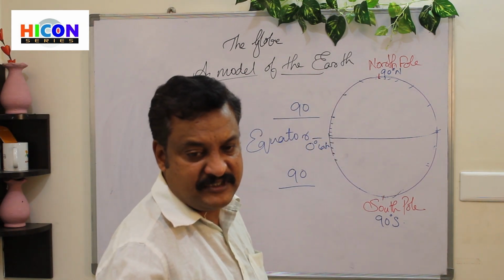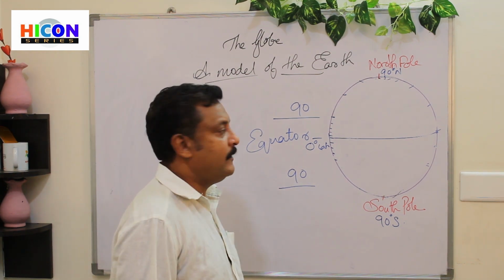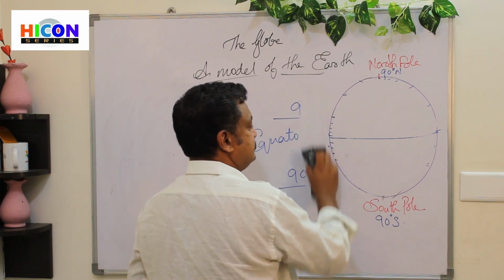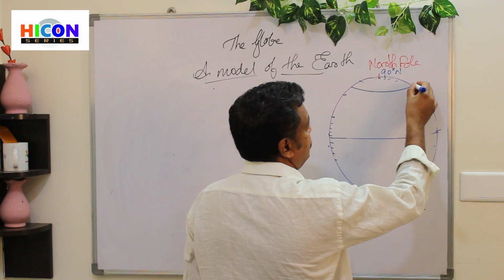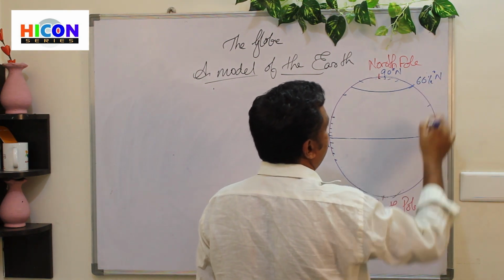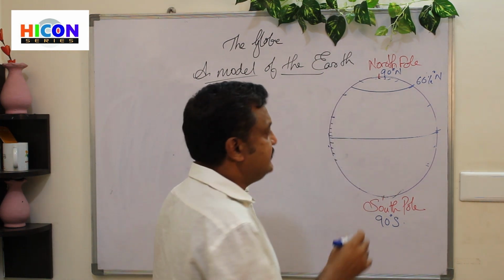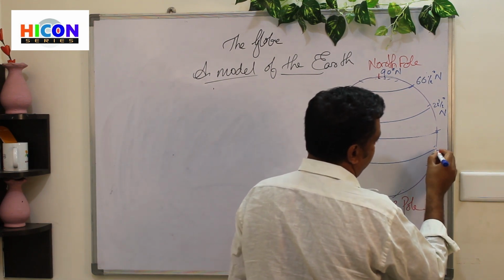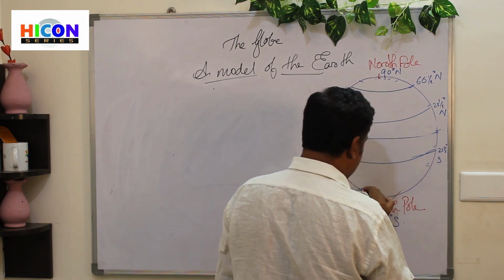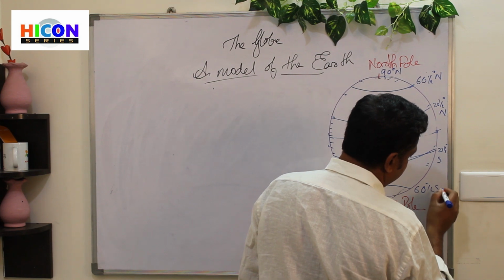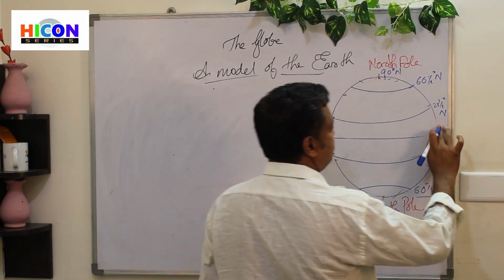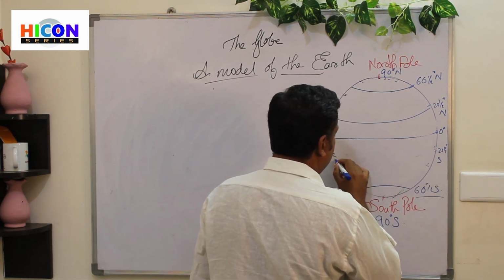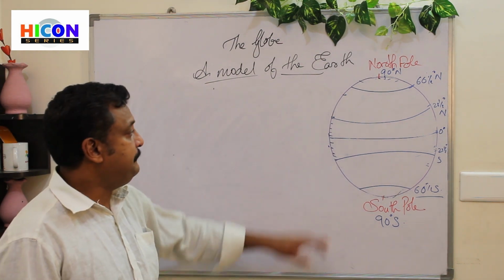Both in the northern hemisphere and the southern hemisphere, we have some important and some unimportant things. So which are the important latitudes? 0 degrees is one. The second is 23.5 degrees north, 66.5 degrees north, 23.5 degrees south and 66.5 degrees south. These are the major parallels or latitudes.